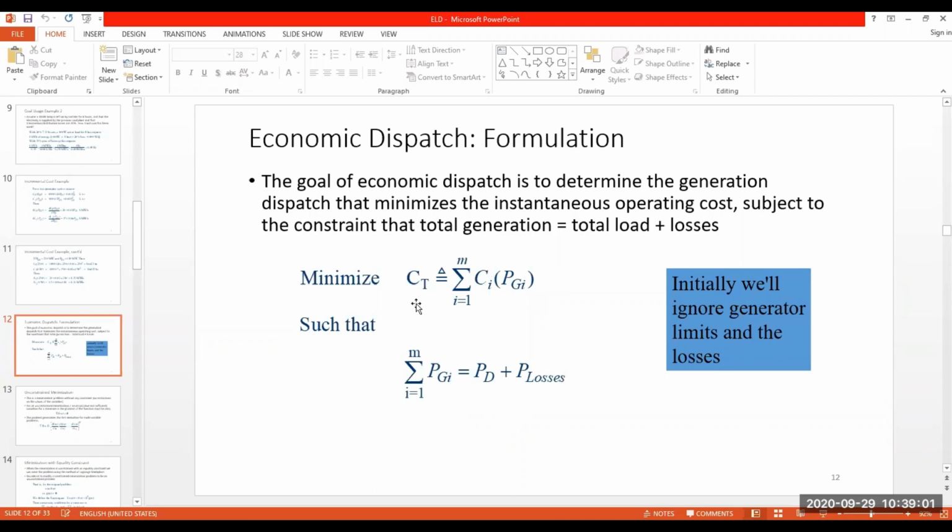This is our objective, and we are saying that there is one equality constraint. So we have to look for the minimum of this cost, keeping in mind that I have to satisfy the demand plus the losses, although for this topic, to start with, we are considering that there are no losses. So P losses would be 0 to start with. The only equality constraint would be that the summation of all the generation from the available power generating units should be equal to the demand.